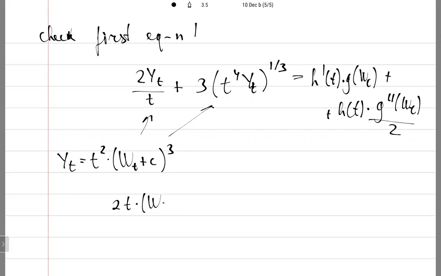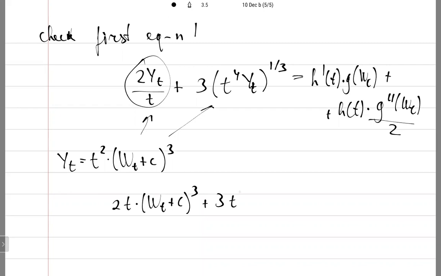2t times (W_t plus c) cubed plus 3... Would it be t? Yeah, sorry, you divided by t. I should divide by t. That's why it's okay. Sorry.